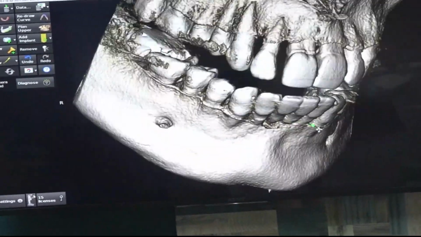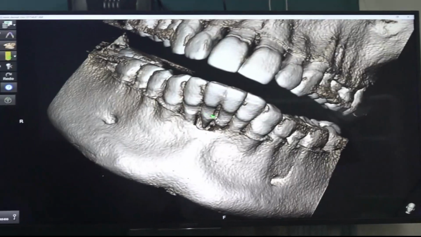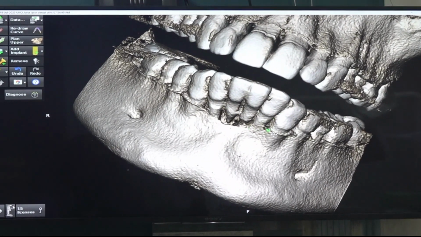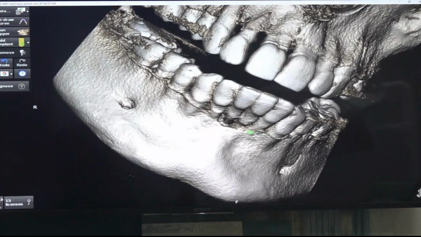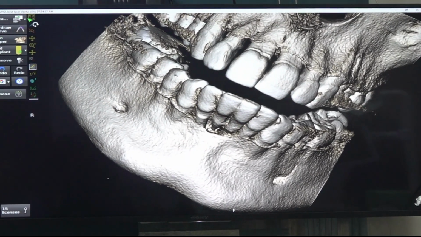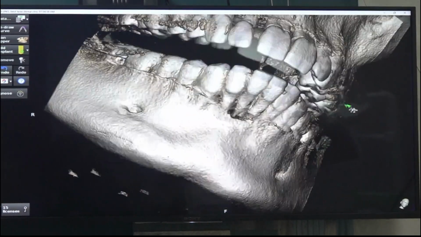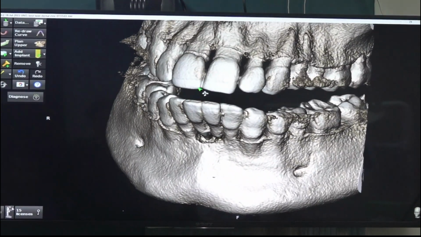Lower anterior extraction and replacement. Okay, we will discuss the general principles which we use for replacing the lower anteriors, especially in post-extraction cases.